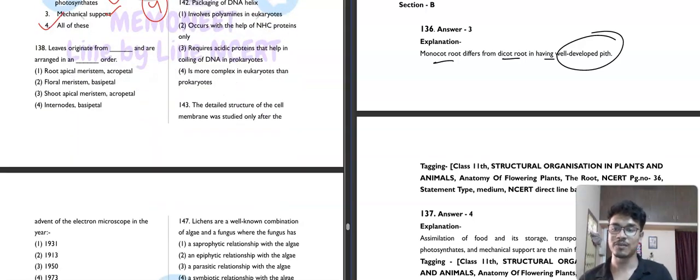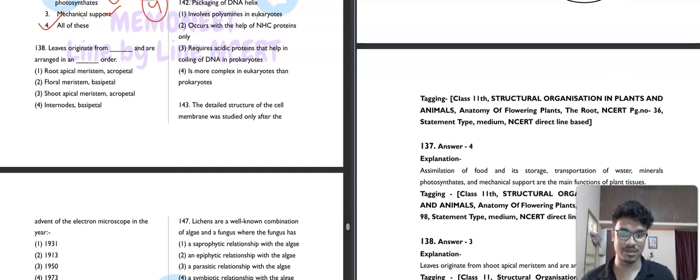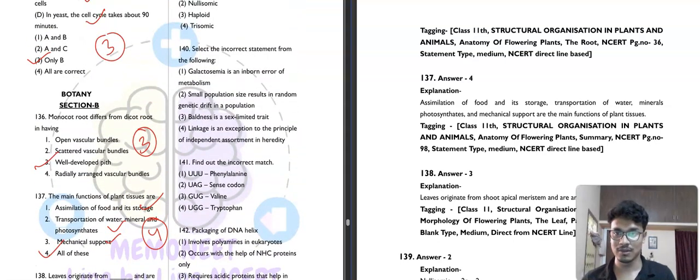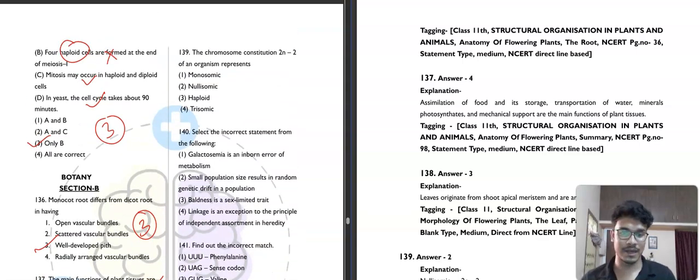Then, leaves originate from dash and are arranged in dash order. You know that leaves originate from the shoot apical meristem, and are present in acropetal order. Third option will be your correct answer. This is directly from the NCERT line. You can just read it out. Then question number 139. Okay.